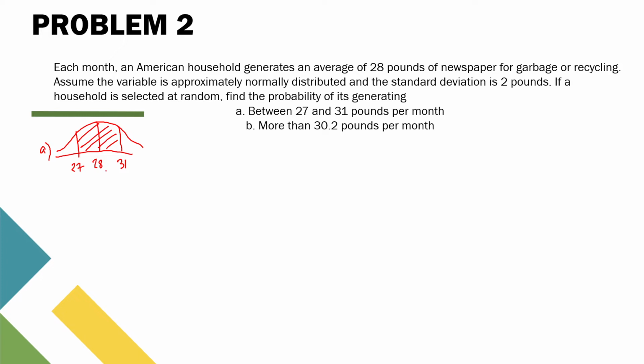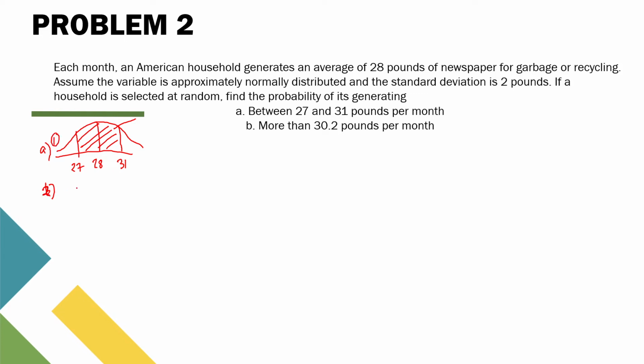We need to transform these two values, 27 and 31, and get the difference of the areas in order for us to get the z value for 27 and 31, or the area of the two, in order to get the probability between 31 and 27. So we have to transform this one. For letter B, step 2, and this is step number 1.